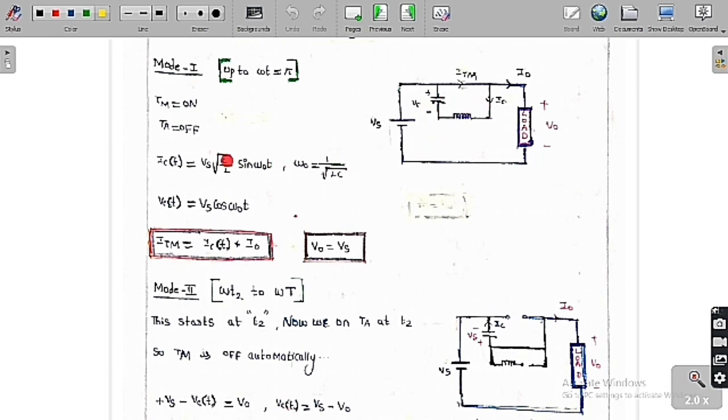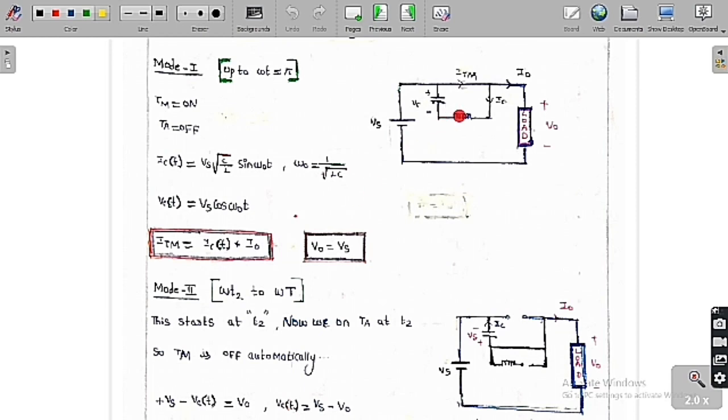This is basically an LC circuit. Therefore IC of t is equal to Vs into under root of C by L into sin omega naught t, where omega naught is equal to 1 by under root of LC. So this is the value of the capacitor current.